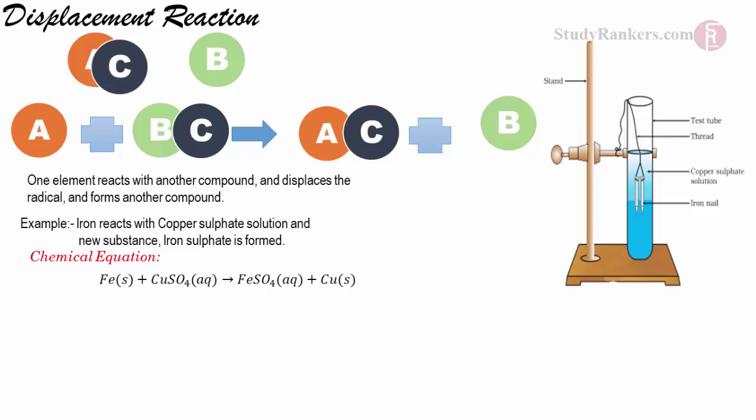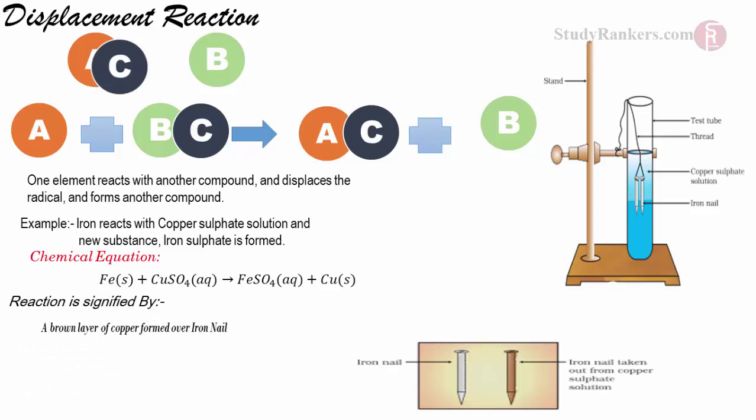Fe(s) plus CuSO4(aq) will change into FeSO4(aq) plus Cu(s). A brown layer of copper formed over iron nail. It is the copper metal displaced from CuSO4.